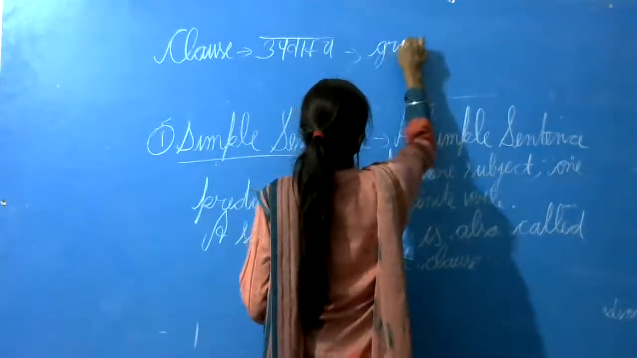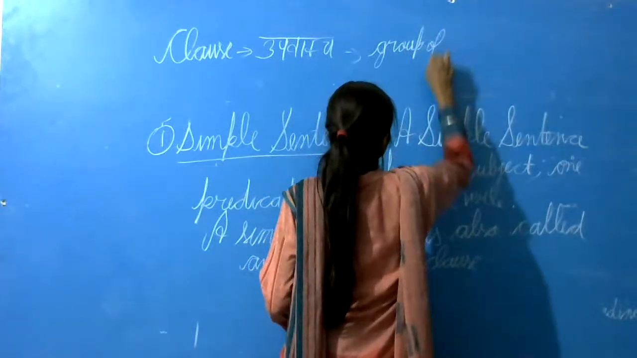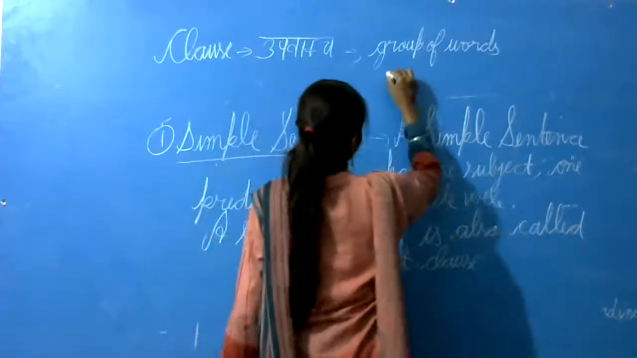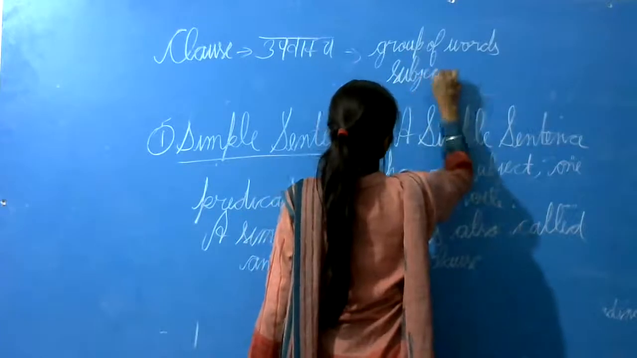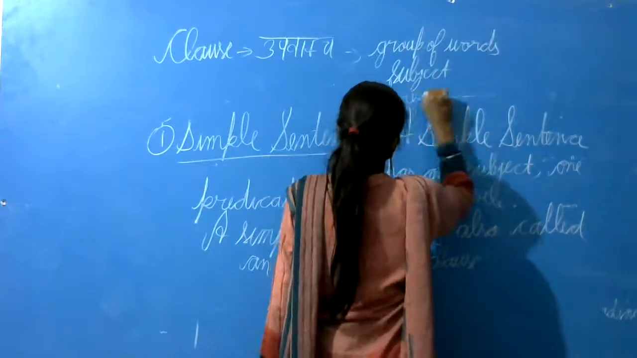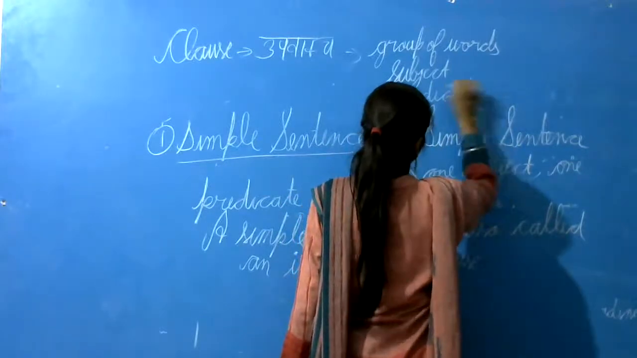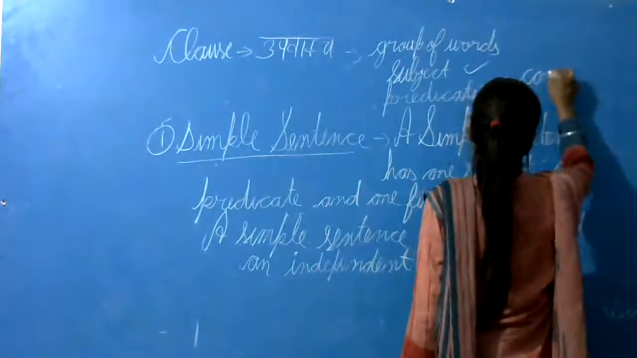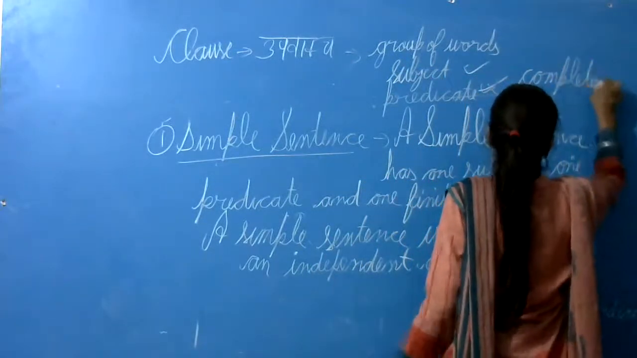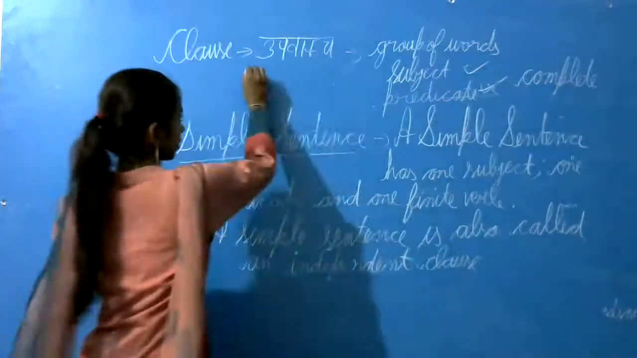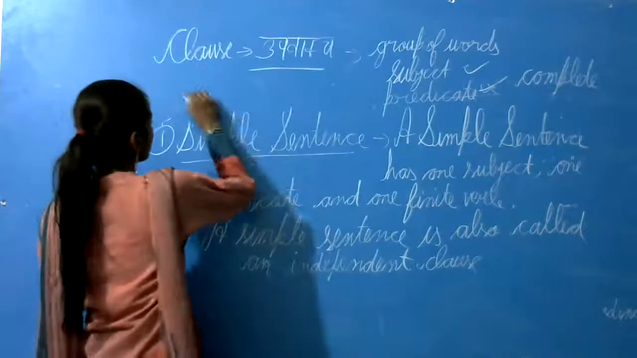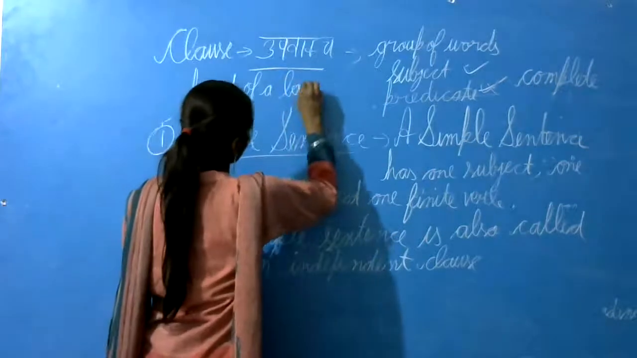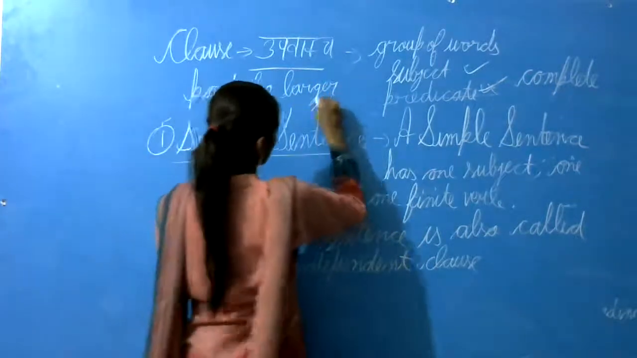See, a clause is a group of words. It has subject and predicate of its own. And when it has subject and predicate of its own, then it has complete sense. It is a part of a larger sentence. एक बड़े वाक्य का छोटा भाग. It is a part of a larger sentence.